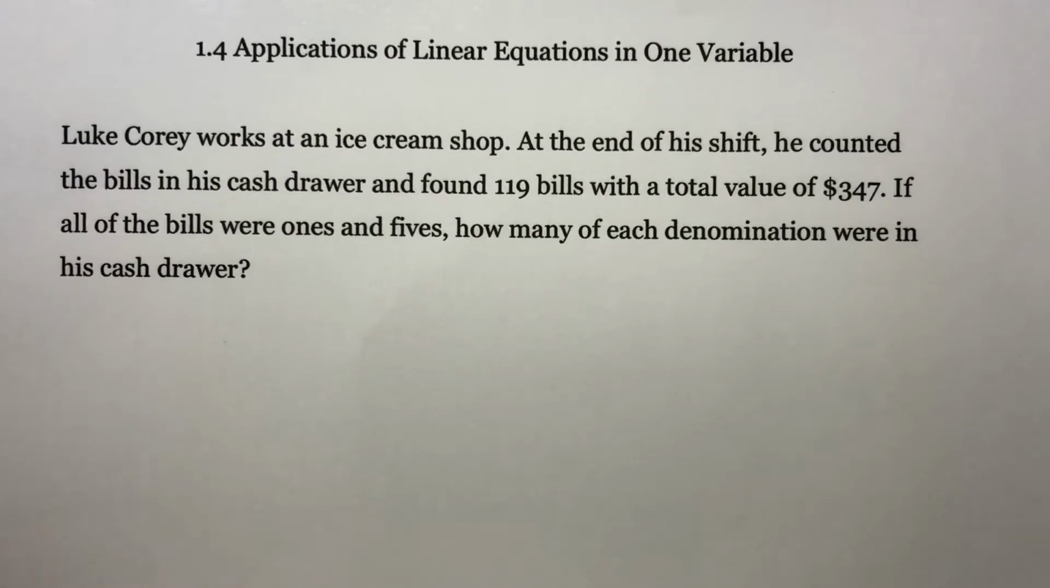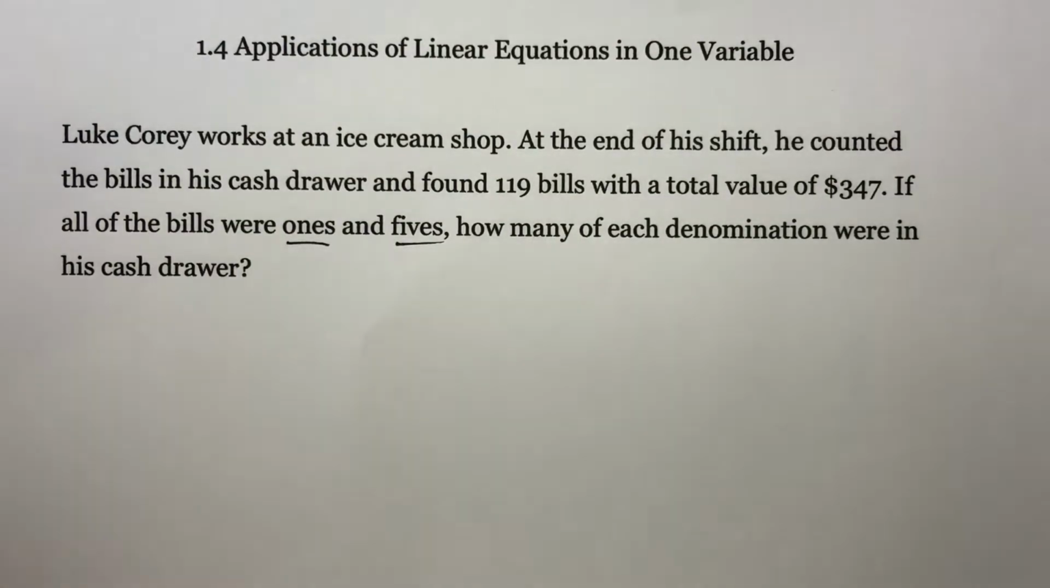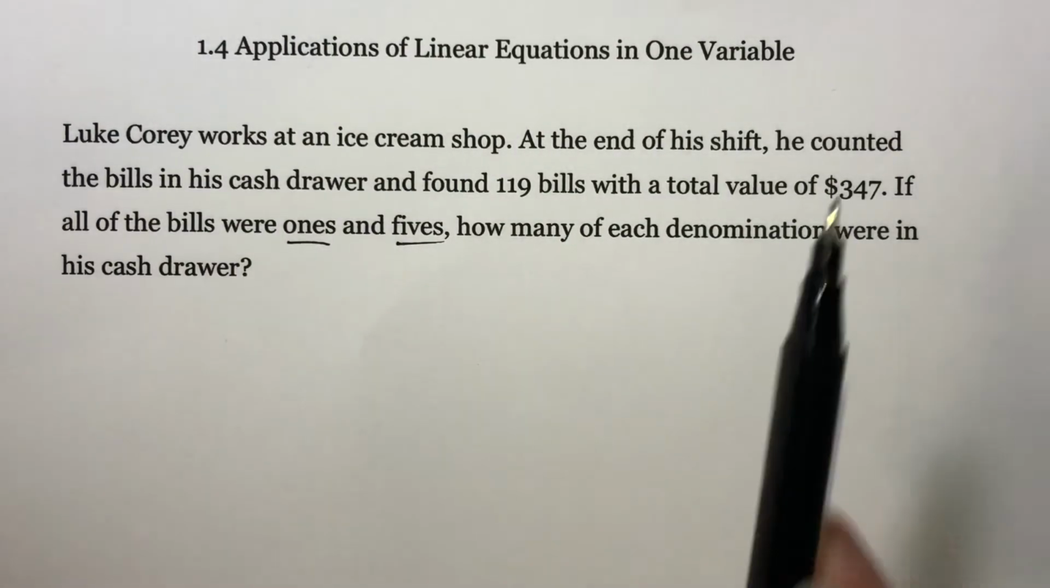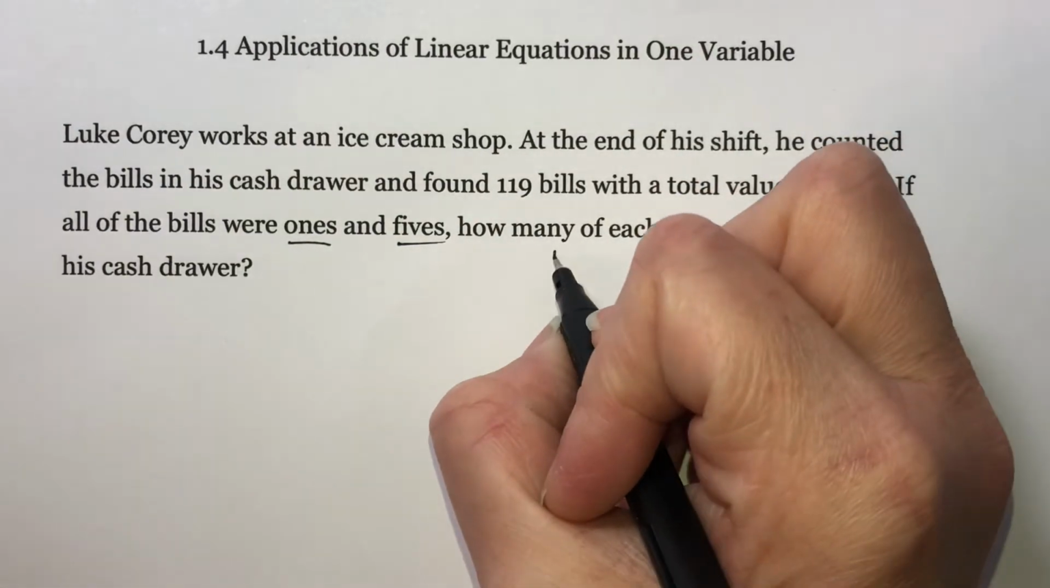So what did I get out of this? All right, we have some cash, some bills. They are all ones and fives. We know we have this many pieces of paper. We have this much dollars at the end of all of it. Okay, this is what I call a denomination problem.